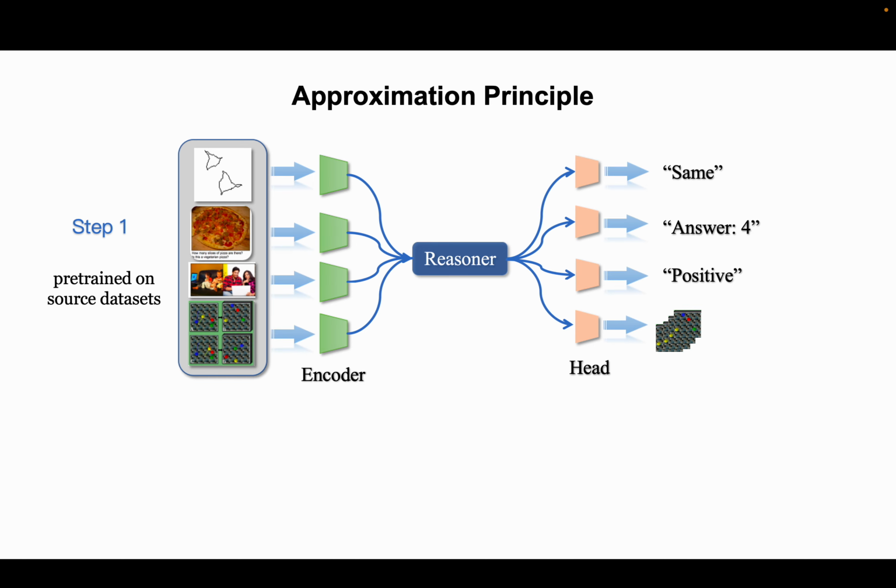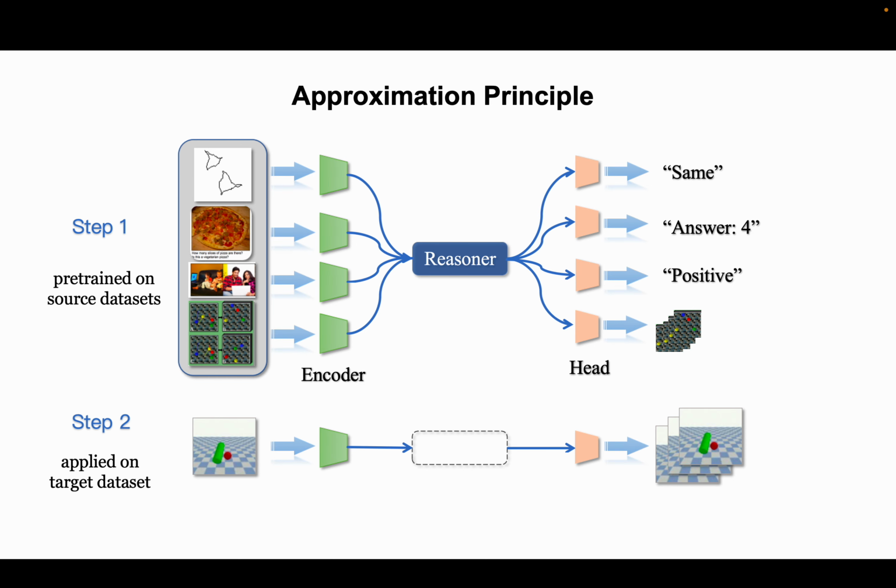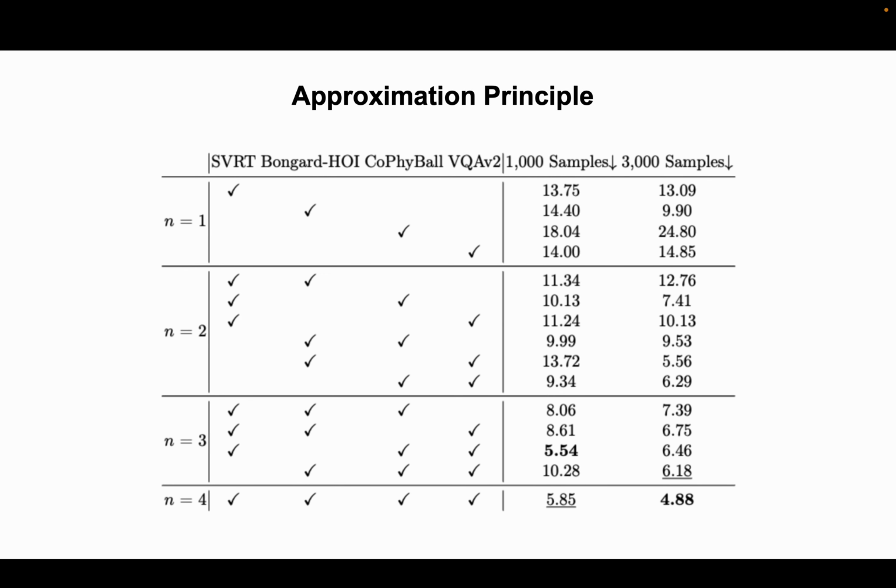To test the reasoner's generalization ability, we used 5 cross-domain datasets. Training on an increasing number of domains, we observed improved performance on the target tasks, supporting the idea that the reasoner focuses on task-agnostic, pure reasoning, what we call the approximation principle.